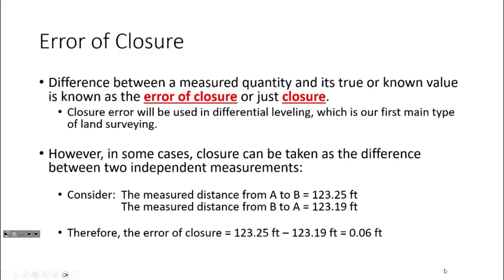But for the sake of discussion, closure can be taken as the difference between two independent measurements. So for the measured distance from A to B, let's say you measure the distance from A to B and you get 123.25 feet. But if you measure it from B to A, you get a different distance. So the error would be the difference of those, which would be 0.06 feet. For the sake of survey classification and this type of error discussion, the sign doesn't really matter all that much. The sign difference will matter later, but for right now, not so much.